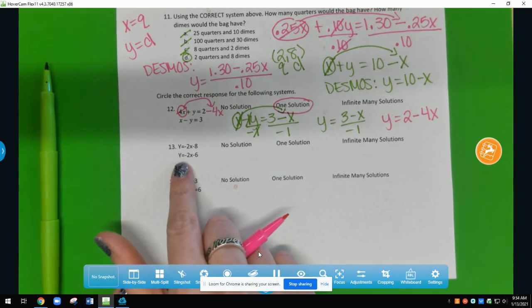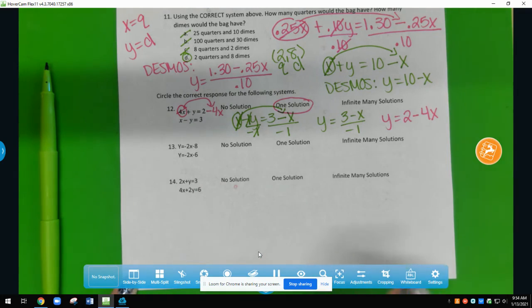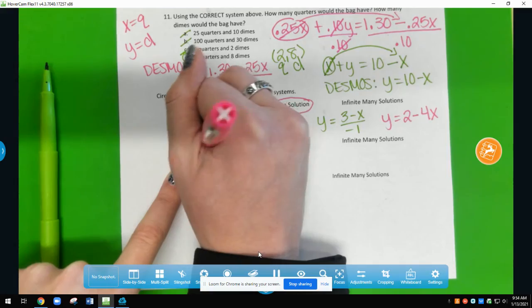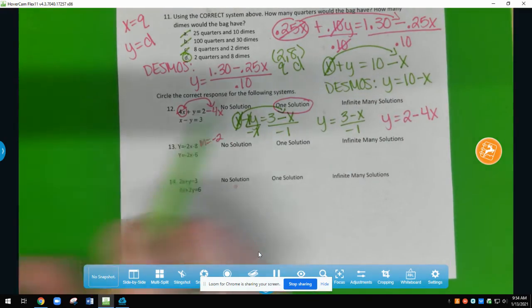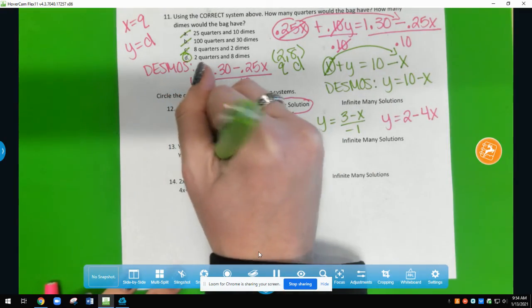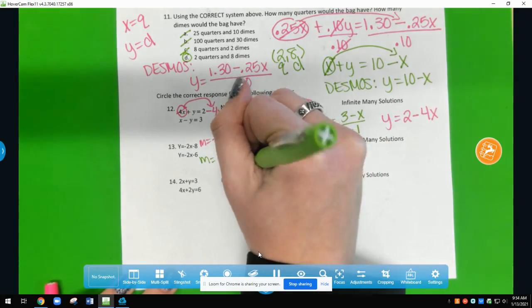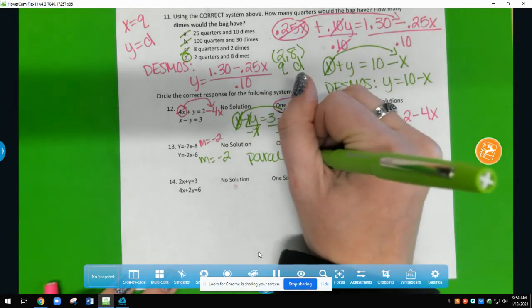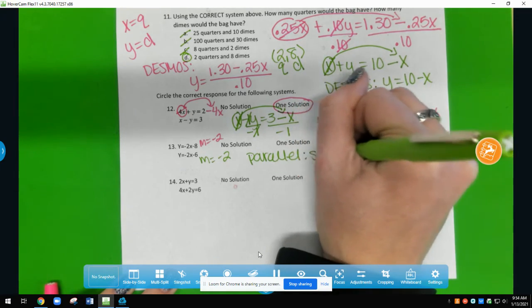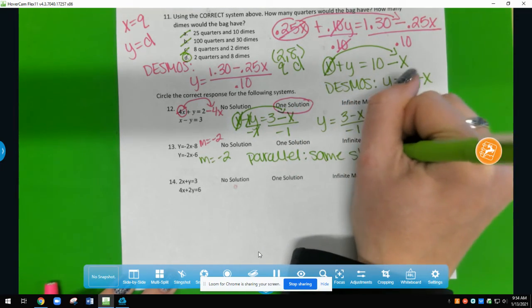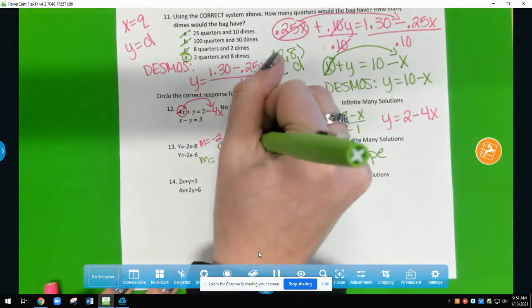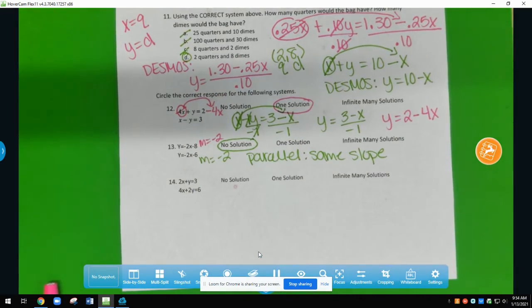Okay, here, there's 2 ways you can do it. You can look at the graphs and the slope. So here, M is -2. Since they're both in Y equals, M is -2. Remember, parallel lines have the same slope. So since those numbers are exactly the same, we know the lines are parallel, which means they'll never cross. So that's no solution.